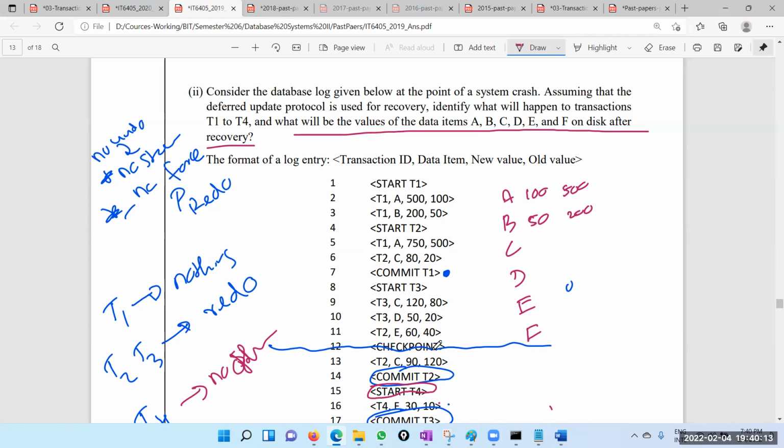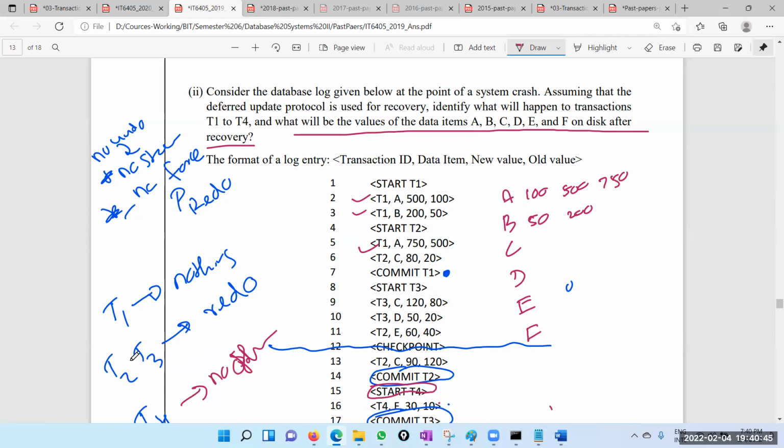Anyway, you don't have to do anything for these things during recovery. This is not a recovery question. They are asking just the final values. Right? In the recovery, you don't have to do anything about that because recovery has to be done only after the checkpoint. Right. So C. Now this is done. This is done. Now A is changed from 500 to 750. Now it is 750. Now T2.